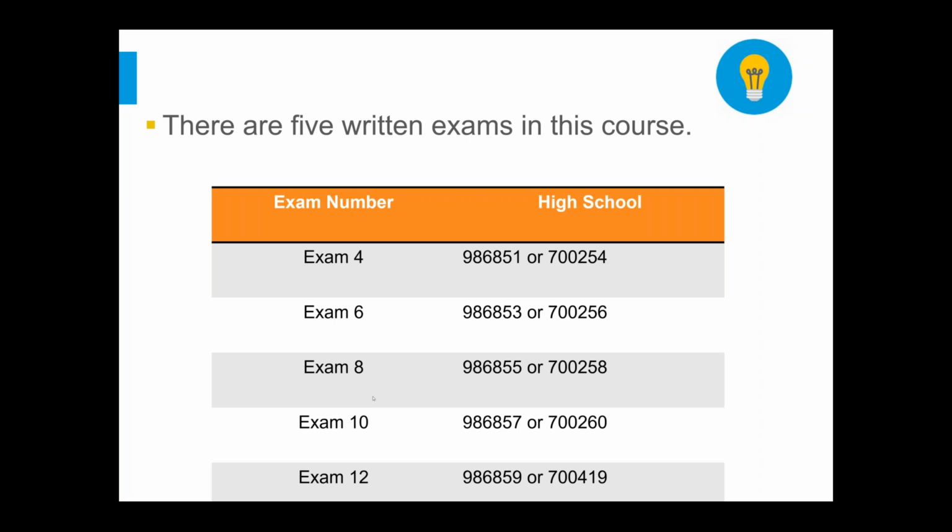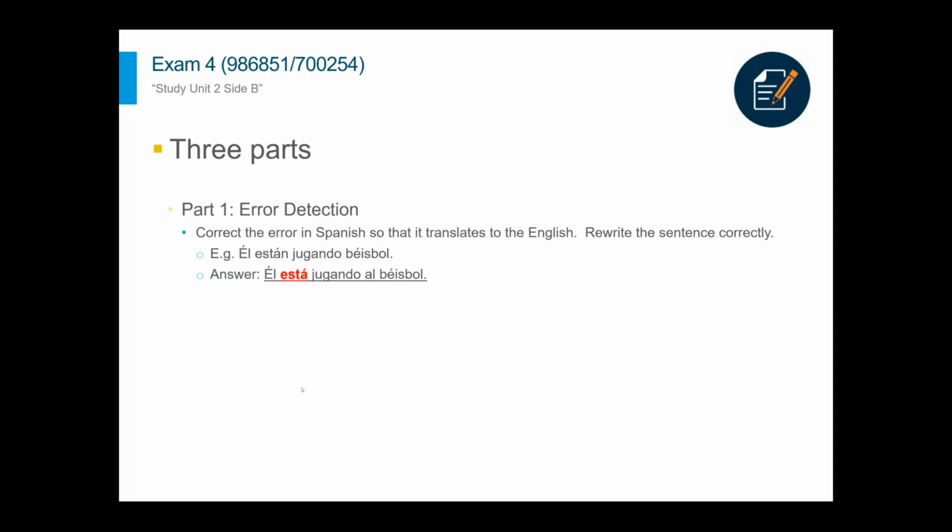So the first exam we'll talk about would be exam 4. And exam 4 is a 3-part exam. Part 1 is titled error detection. We are here correcting errors in Spanish so that they translate to the English sentence supplied. So again, you'll be rewriting sentences correctly in Spanish. Now, if you don't know too much about the grammar just yet, this may not make some sense, but for anybody that has studied a foreign language, including Spanish, this may definitely make some sense.